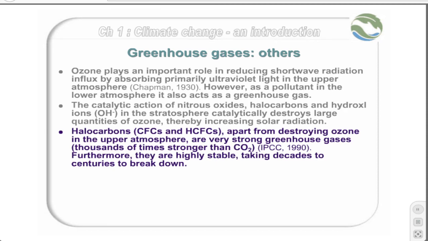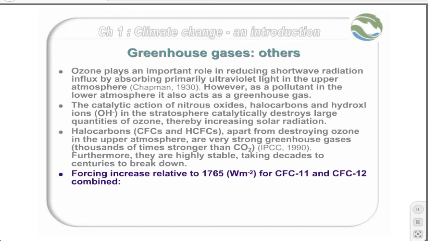Halocarbons, such as CFCs and HCFCs, apart from destroying ozone in the upper atmosphere, are very strong greenhouse gases, in most cases thousands of times stronger than carbon dioxide. Furthermore, they are highly stable, taking decades to centuries to break down. These gases are entirely manufactured. They're primarily used as propellants for deodorants and other spray cans, and in refrigeration and air conditioners.